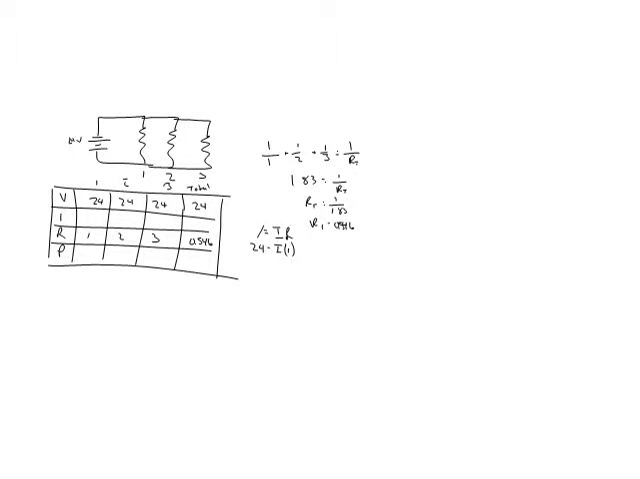So this will be 24, 24 divided by 2, 24 divided by 3, 24 divided by that number, 0.546, 44 roughly. You can double check right here. You can go 24 plus 12 plus 8. Does that equal 44? Yeah, it does.